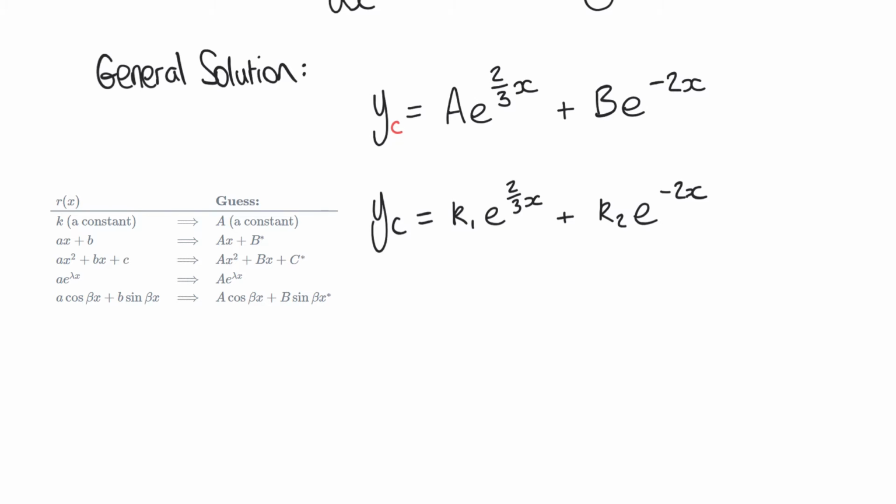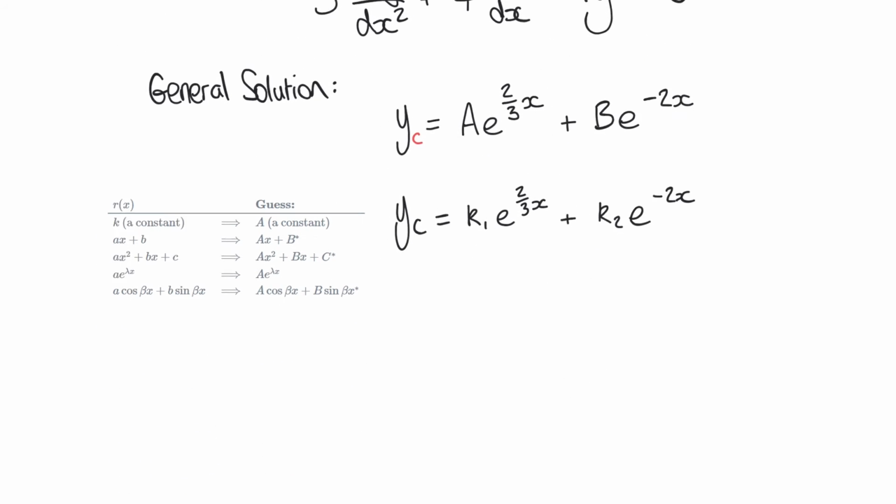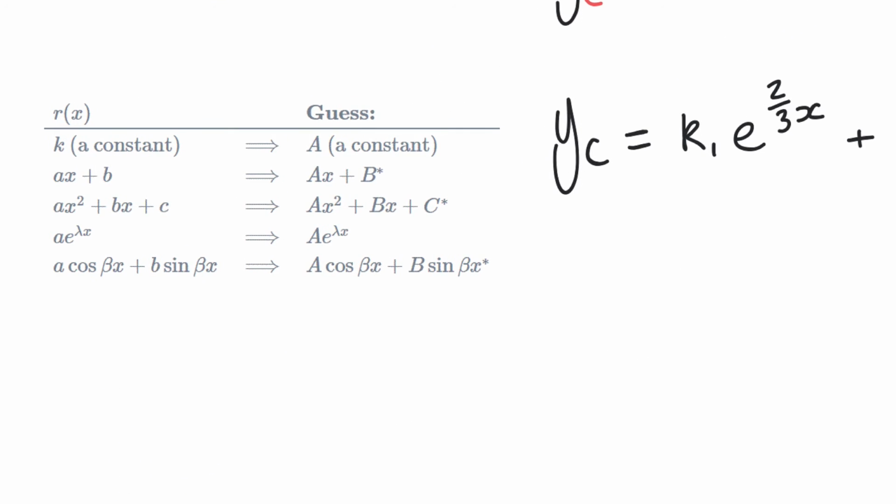So step 2 of the 3 steps that we looked at previously asked us to guess the form of the particular solution based on the form of Rx. Now, Rx being the right-hand side of our equation as it's arranged, and in our case, Rx was equal to 5x. And referring back to our table, the closest form of Rx in our table is going to be Ax plus B, and so our guess must take the form of capital Ax plus capital B.